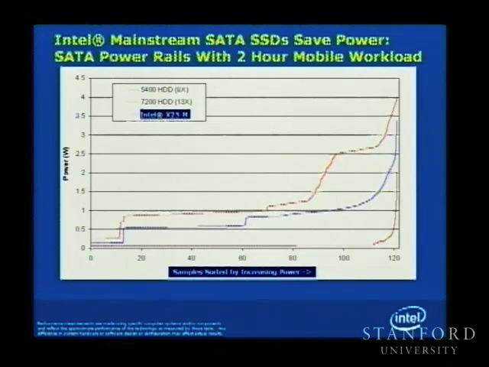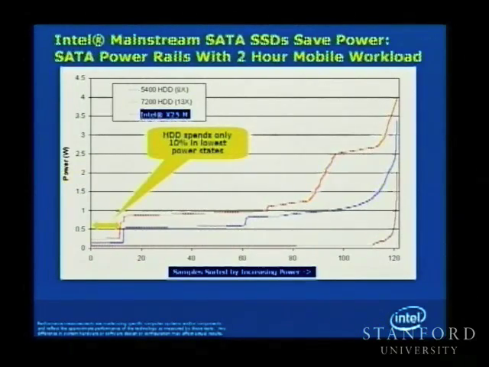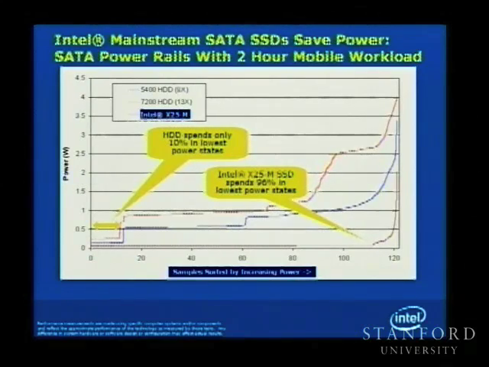What about power? Basically, we took a power profile of two different disk drives, 7200 and 5400 RPM drives, and a solid state drive, and the x-axis is just a sorted version of that running a workload. What you see is that the hard disk spends a very small percent of its time in the low power state, whereas the solid state drive spends the bulk of its time in a low power state. That means it's going to do its work, give it back to the processor, and go down to a low power mode, saving battery life on your computer, or you can just do more work.